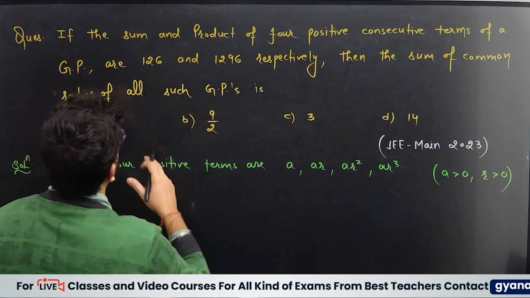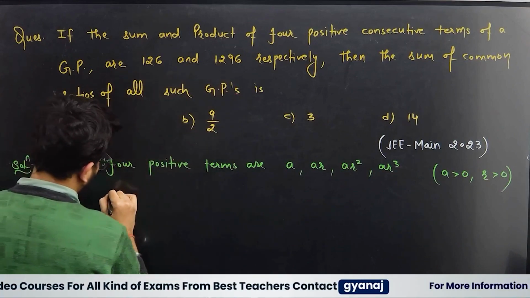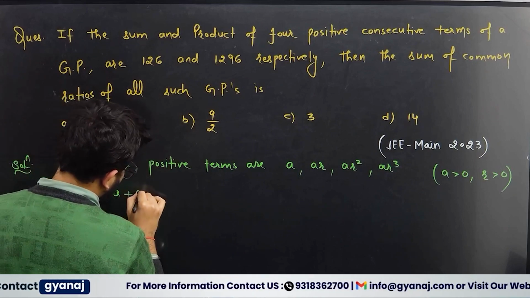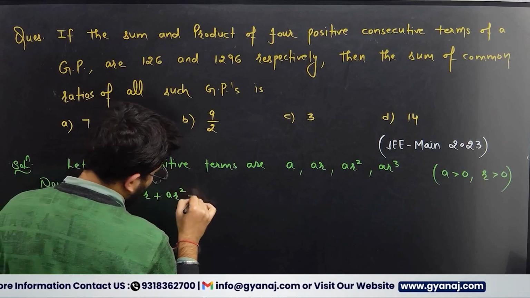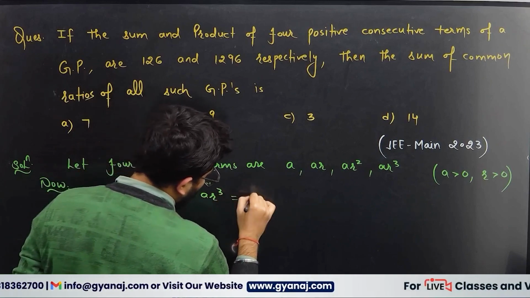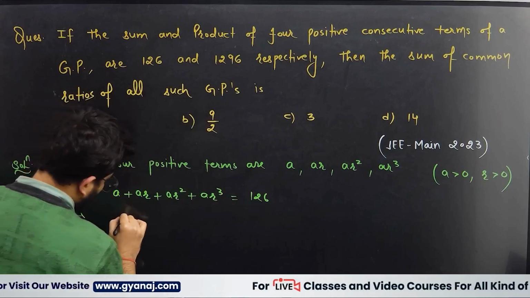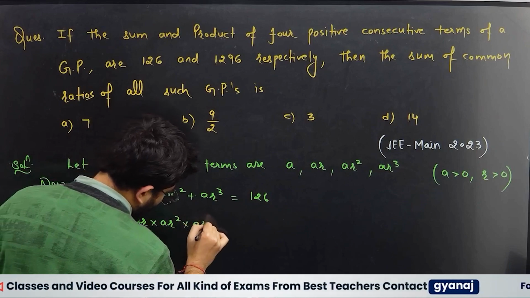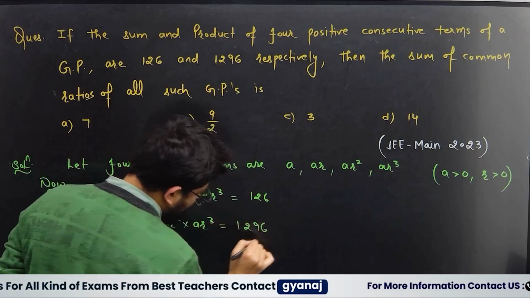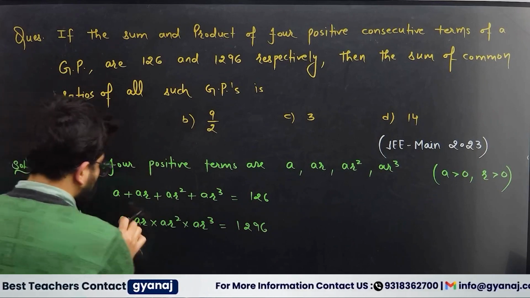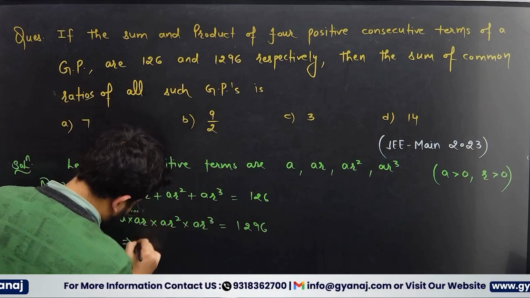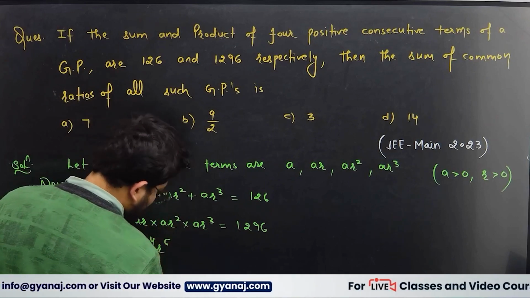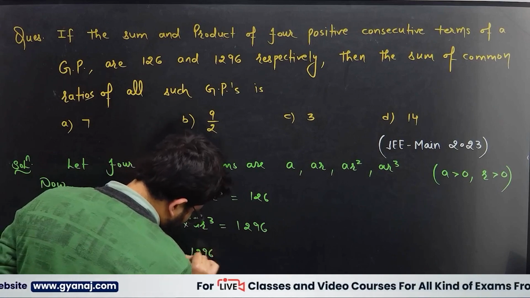Next, we are given that the sum is 126, so according to the given data we have A plus AR plus AR square plus AR cube equal to 126, and the product A into AR into AR square into AR cube is equal to 1296. That is A power 4. If you simplify it, you get A power 4 R power 6 equal to 1296.